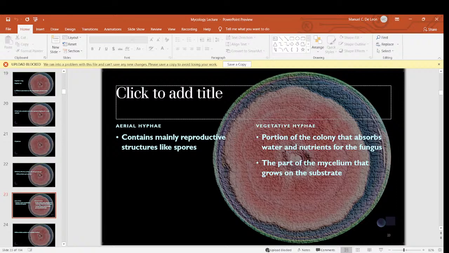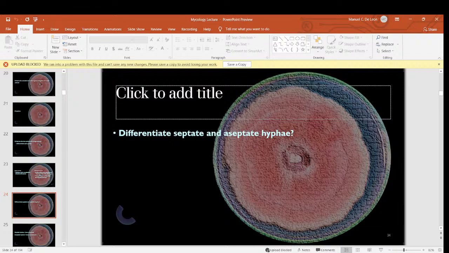The aerial hyphae's main purpose is to transfer reproductive particles into the atmosphere. All right, and that's how fungi are capable of reproducing and traveling to different parts of the world. It's actually through the spores.